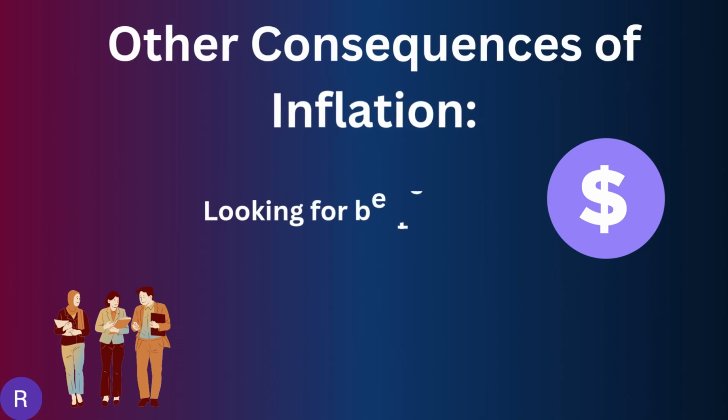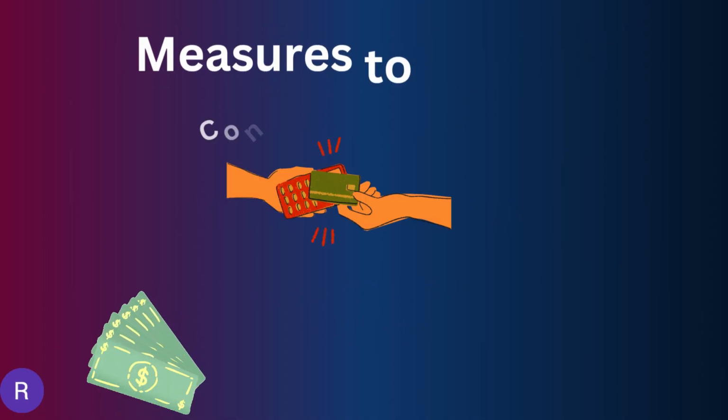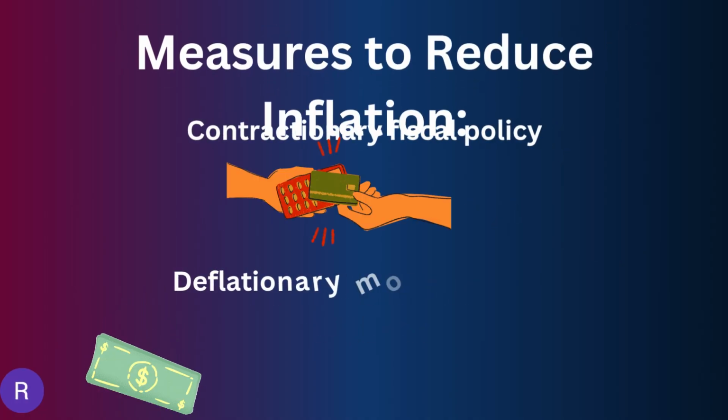Two other general consequences being identified. You have looking for better prices. Some persons would definitely go store to store. This is a bit time consuming, looking for bargain prices, because we know that not all stores would sell items at the same value. So you walking around from store to store looking for better prices, that actually is a consequence of inflation. And if you have inflation, that could also mean that less labor is being employed by firms, due to the fact that persons might not be demanding as many goods or items, so therefore the firm would not require as many workers.